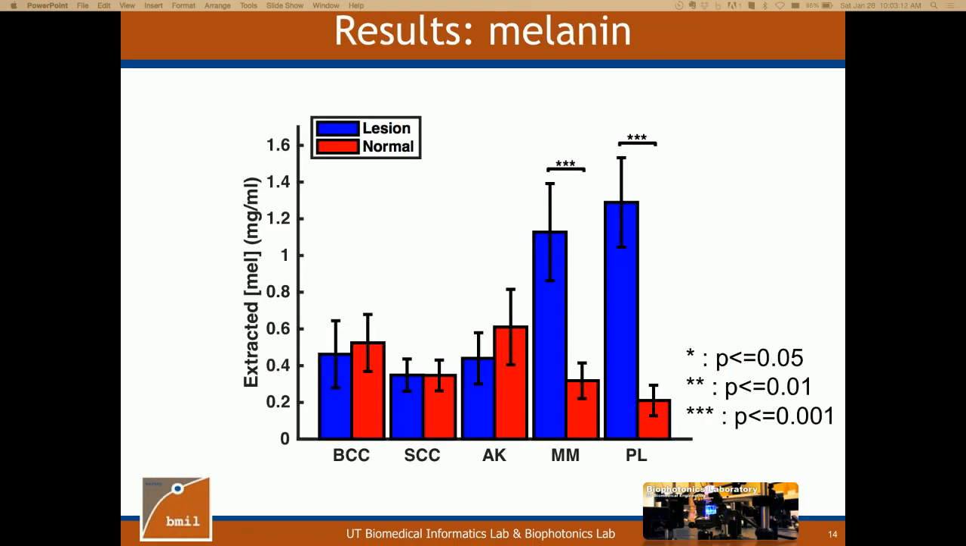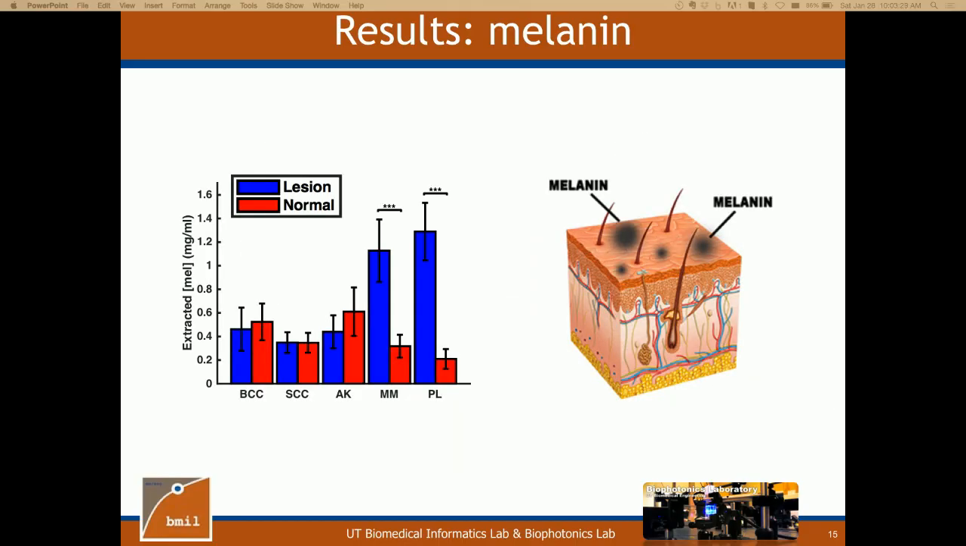Also, my results show that melanoma and pigment lesions both have significantly higher melanin concentration than their corresponding normal skin. This makes sense because this matches what we see. The melanoma and the pigment lesion are dark or brown spots, they must have higher melanin concentration, right?